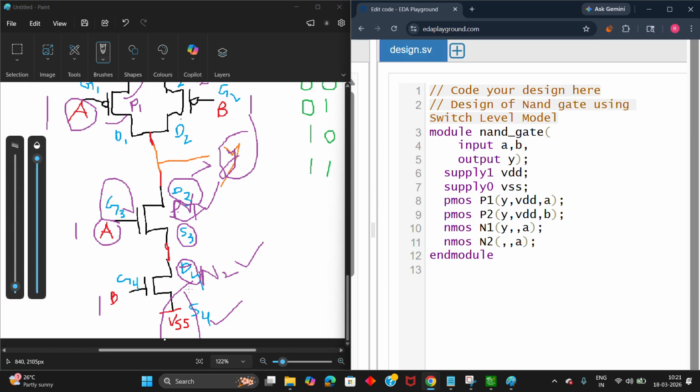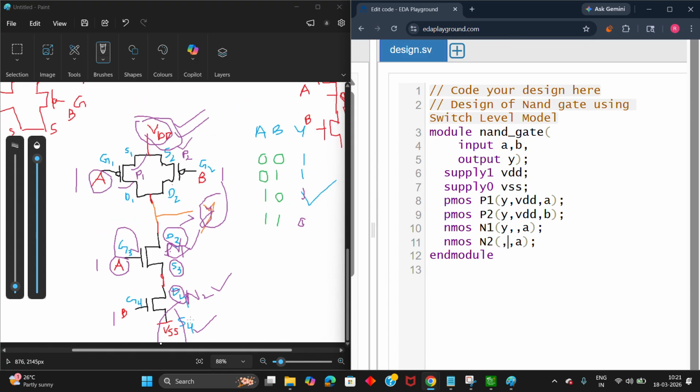For the source terminal of N2, what have we connected? We have connected VSS, so you just mention VSS. For the gate terminal of N2, what have we connected? We have connected B, so you just replace the A with B in the code. You need to observe what is connected, and then give it.